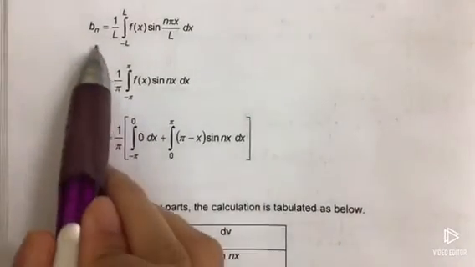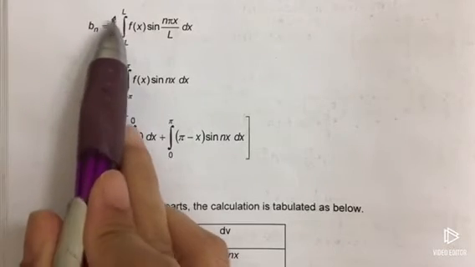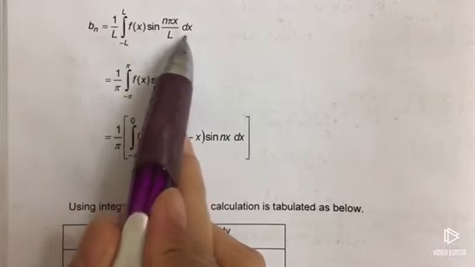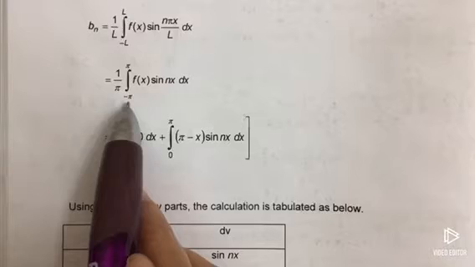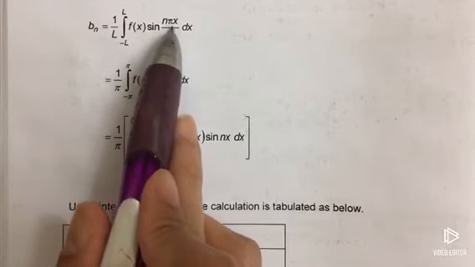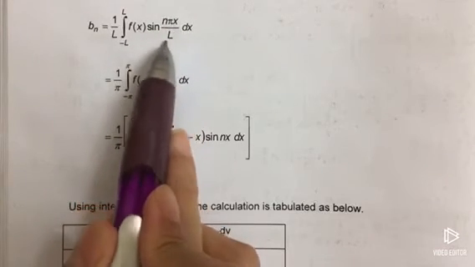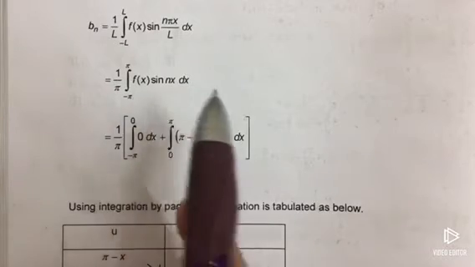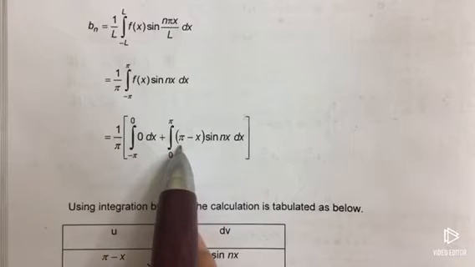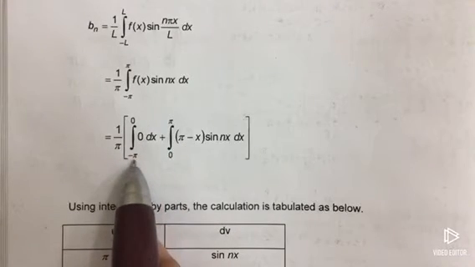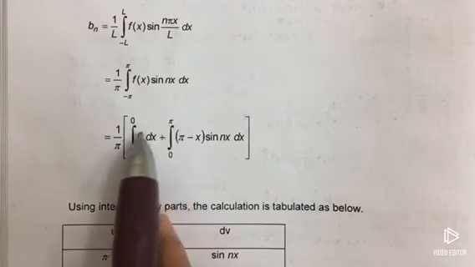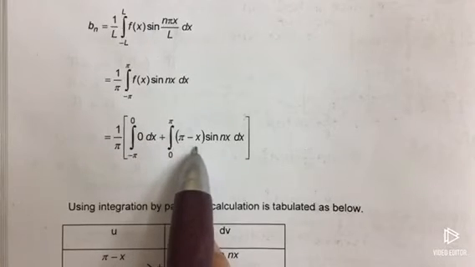Okay, now we proceed to find Bn. Formula of Bn: 1 over L, integral from negative L to L, f(x) sin n pi x over L dx. Replace L by pi, so from negative pi to pi, f(x) sin of n pi x over pi, cancel pi, so we get sin nx dx. Then split into two: f(x) is 0 in the interval negative pi to 0, and pi minus x in the interval 0 to pi. This one is 0, then pi minus x sin nx.